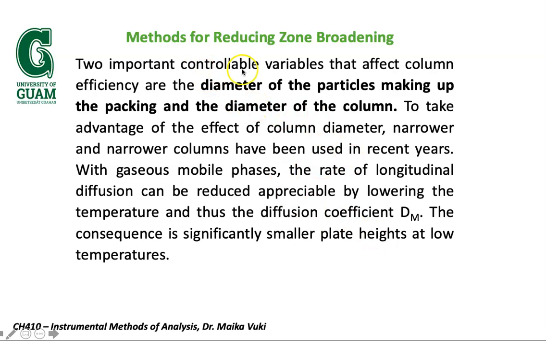So how do you reduce zone broadening? You basically look at the column. Two important controllable variables affect the column efficiency. One is the diameter of the particles making up the packing of the column, and the other is the diameter of the column. So over the years, you've seen that columns have really undergone changes to become narrower and longer in the application of chromatography. And this in particular is seen in capillary column gas chromatography.